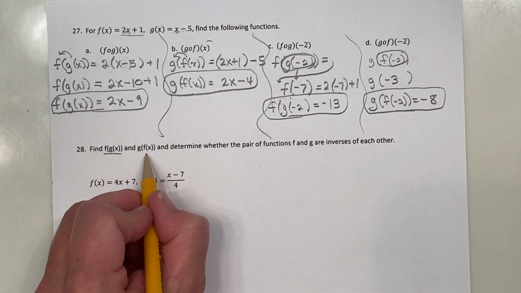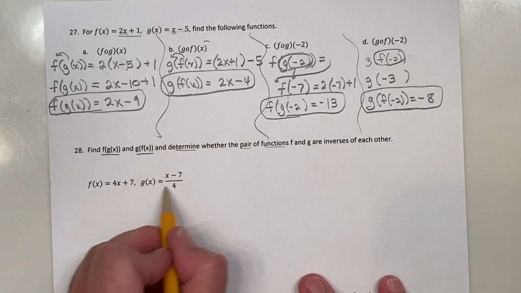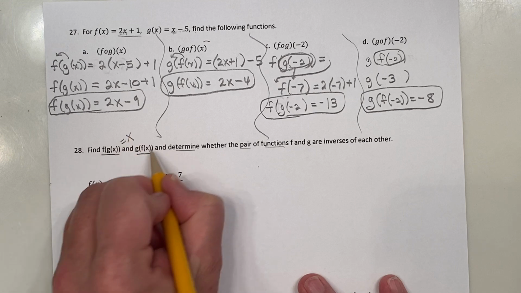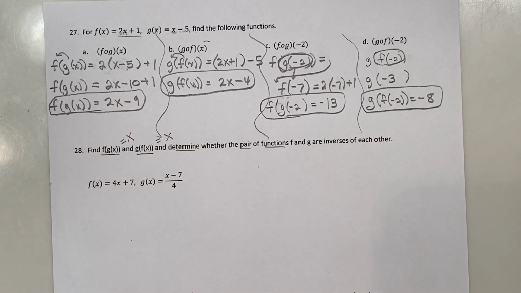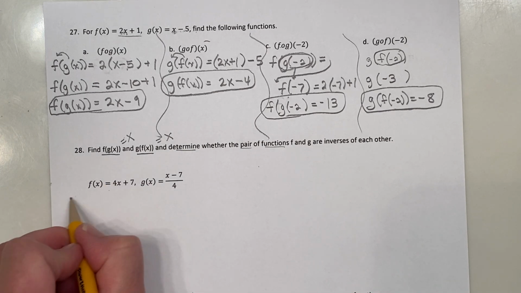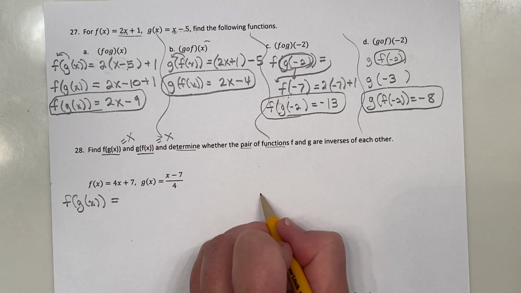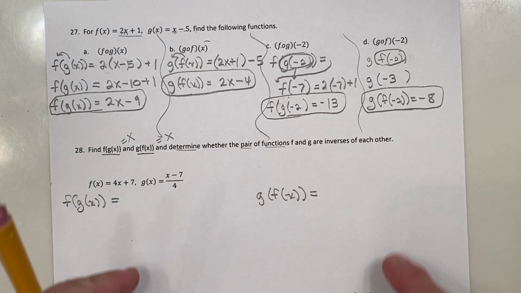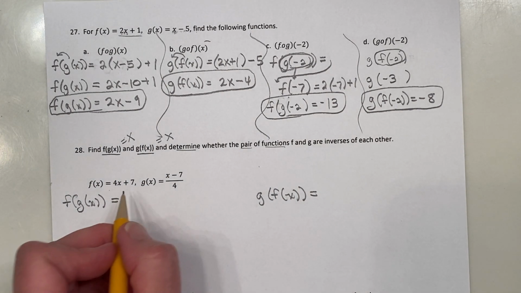Problem 28 says find F of G of X and G of F of X and determine whether the pair of functions F and G are inverses. As a reminder, inverses are when both these compositions result in an X when we clean it up. So let's find these two compositions, F of G of X and G of F of X. And if both the answers are X, then we know we can say that F and G are inverses.